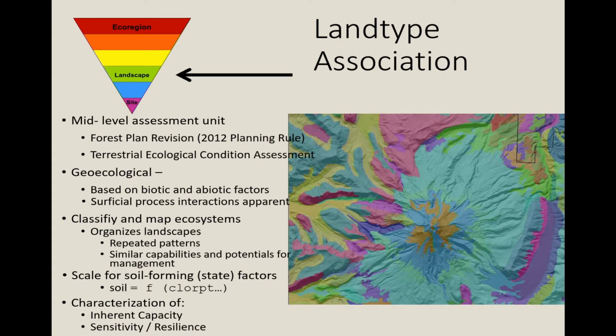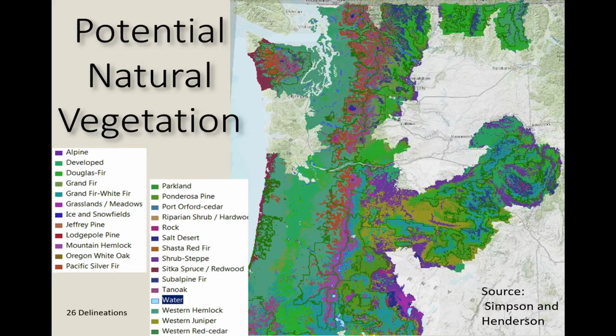So there's two components that were put together to develop the LTAs. The first is potential natural vegetation mapping, and we used Jan Henderson's work and Mike Simpson's work of potential natural vegetation modeling based on the local district or forest ecologists' reference to which of those models they thought best represented their landscape. I know that the ecologists are currently remapping potential natural vegetation, so the land type association boundaries may change in the future, and that can be incorporated.